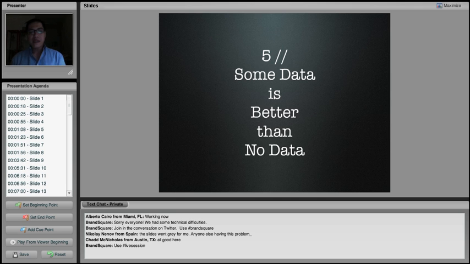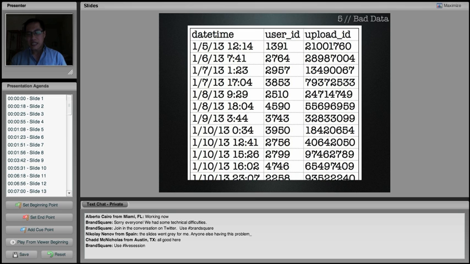You will also hear comments like some data is better than no data. I'm actually here to tell you that this is also wrong. My tip number 5 is that bad data is actually worse than no data. And one of the most important things that you always have to bear in mind is to try to make sure that the data that you're looking at is actually clean.